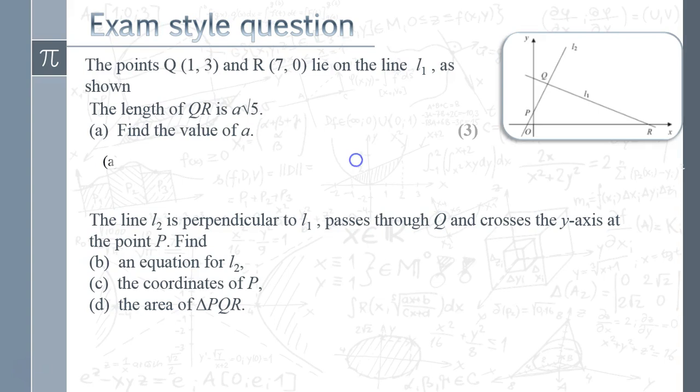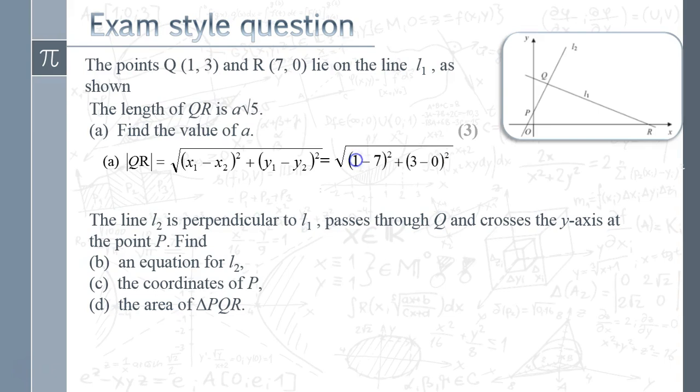So we need the length of QR. So there's our formula. Put in our points. And there you go. We've got it as a surd root 45. So all we've got to do now is break that surd down. So that becomes 3 root 5. So there you go. Our value of A is 3.